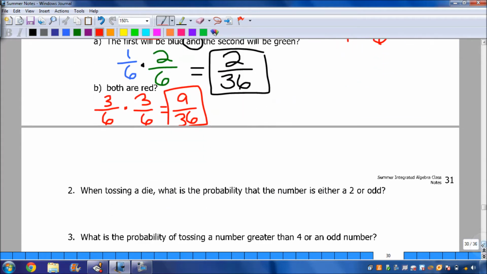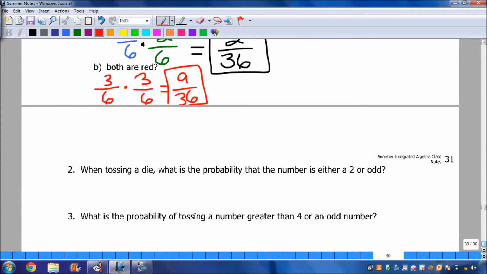So let's look at question number 2. When tossing a die, what is the probability that the number is either a 2 or odd? So let's list out all the possibilities. When I roll a die, I could get 1, 2, 3, 4, 5, or 6. Now, is the number 1 either 2 or odd? Yes, it's odd, so it works.